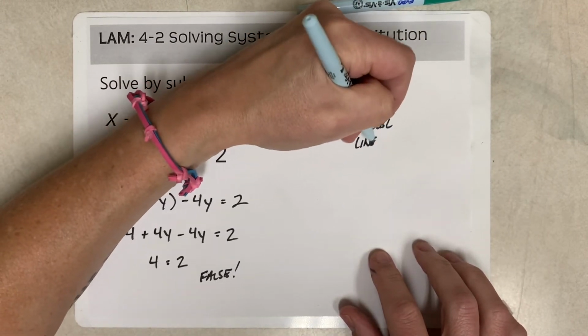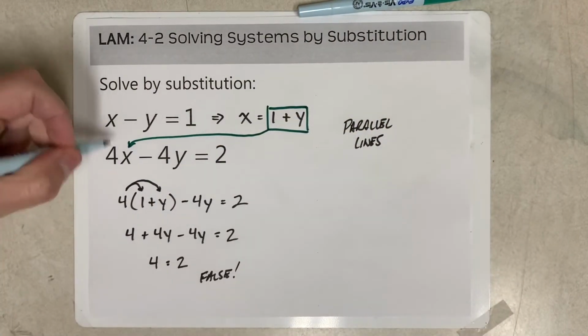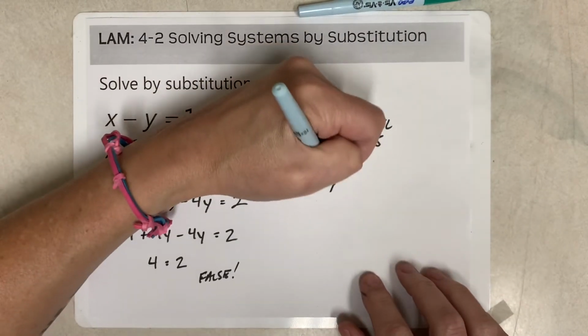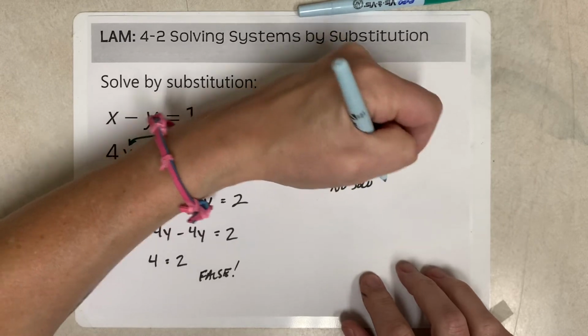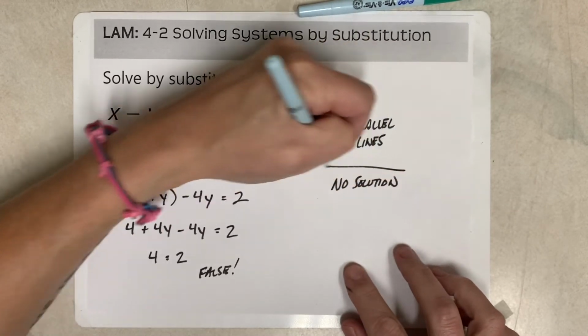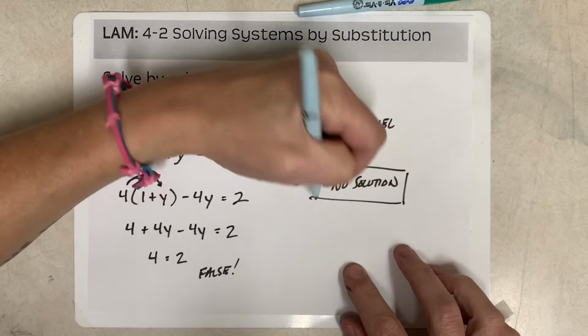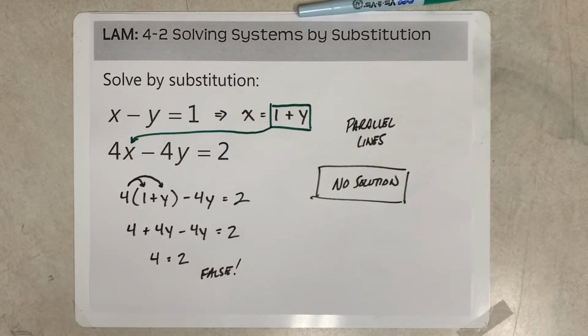Parallel lines. Now that is not our answer. That's just a description of the lines over here. Our answer is no solution, because two parallel lines, or a pair of parallel lines, will never meet. And so we're looking for the place where they meet. Well, they don't meet. And so it's going to be no solution.